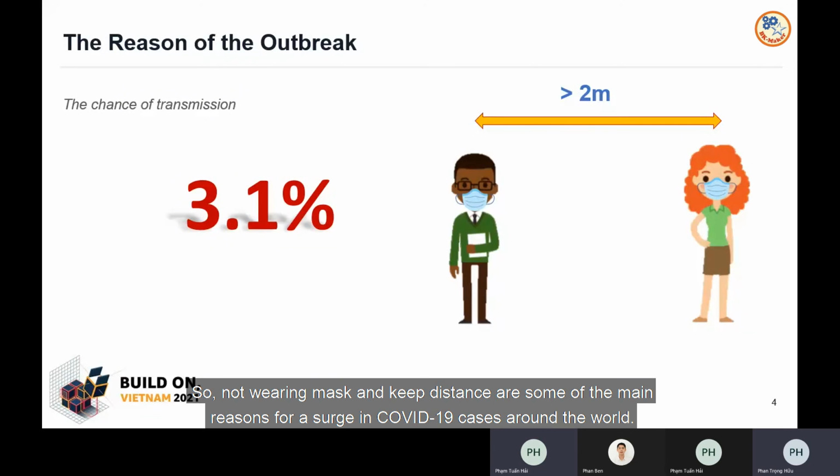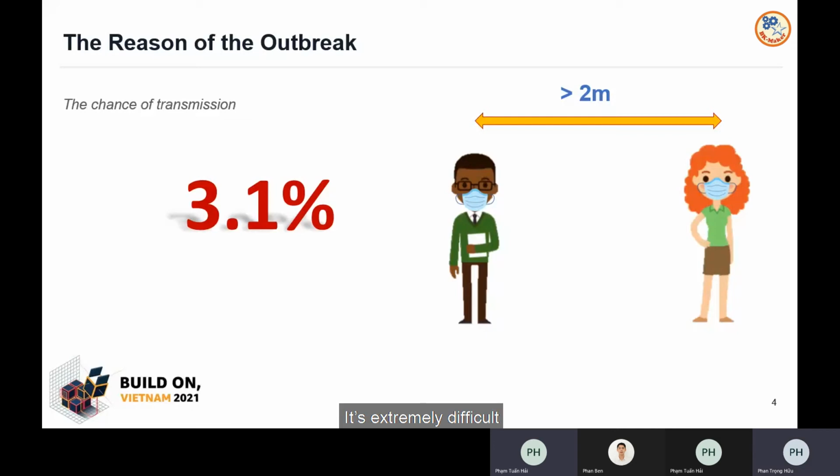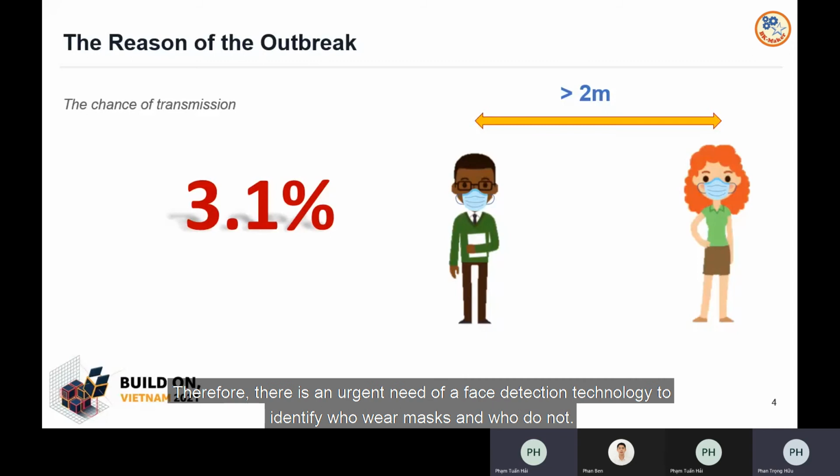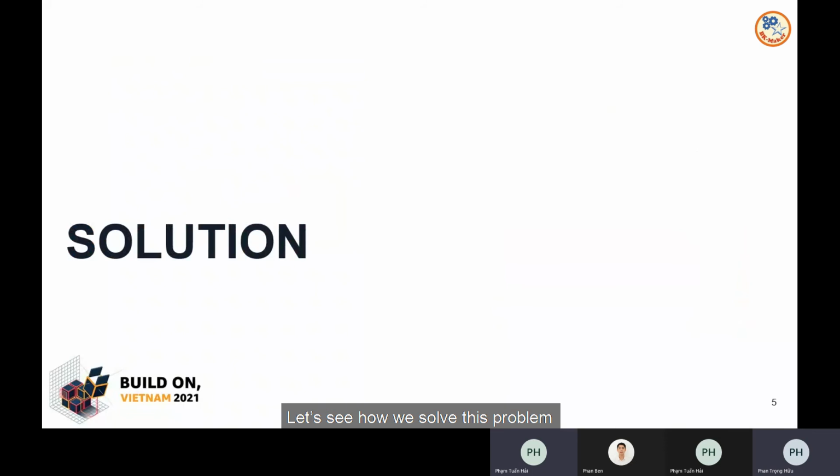So not wearing masks and not keeping distance are some of the main reasons for a surge in COVID-19 cases around the world. The sooner people in close contact with infected persons are detected, the sooner the chain of infection can be controlled. It is generally difficult. Therefore, there is an urgent need for a face detection technology to identify who wears masks and who does not. Moreover, we can record the travel and contact schedule of people without masks within specific locations, such as school, company, or mall. Let's see how we solve this problem.